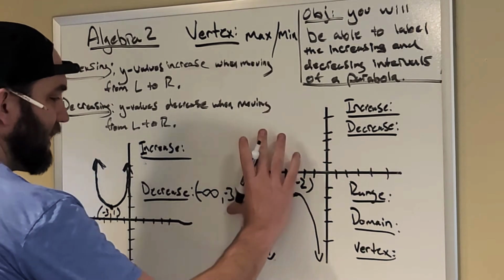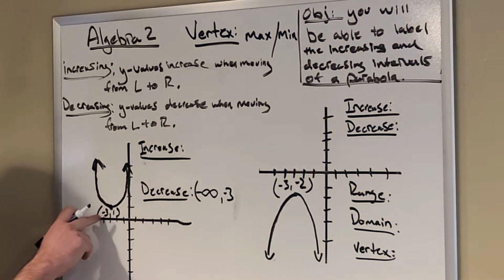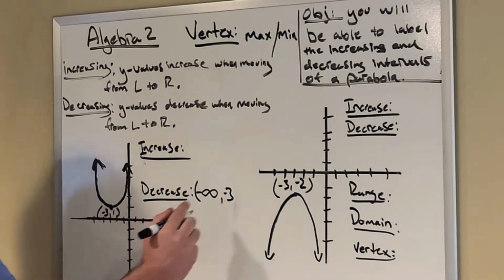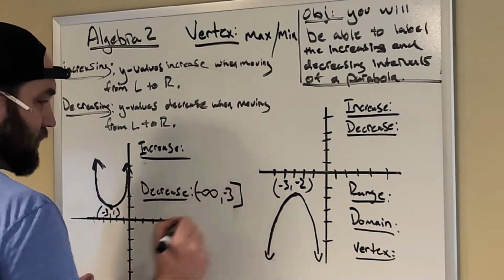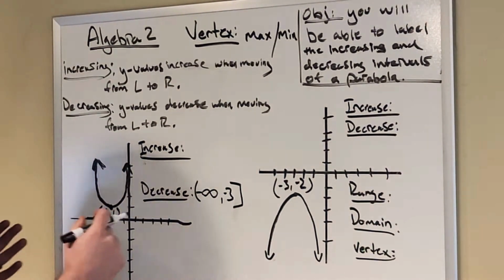And I wrote the negative 3 right here so we can see it. So the vertex is negative 3, 1, so I'm decreasing to negative 3. I'm going to include that. That hard bracket just means that that number is included.